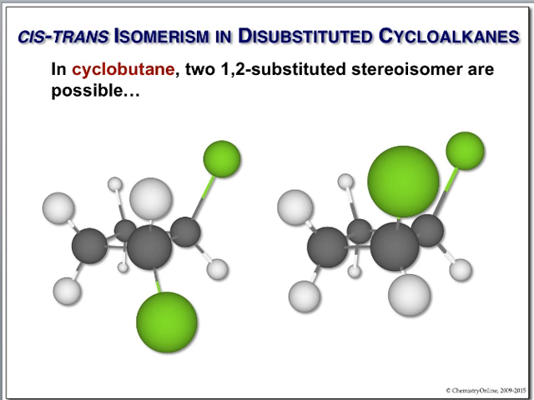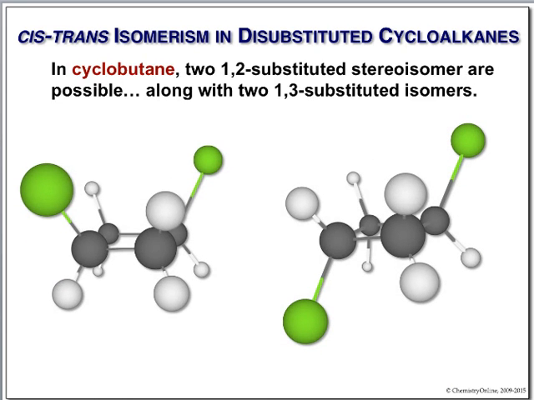But we could also move our chlorine from carbon number 2 out here to carbon number 4. If we do that, we can also have two isomers. With this one, they're both above the ring plane. These are cis. With this one, they're on opposite sides of our ring plane, and they're trans. So, if I ask you how many stereoisomers of dichlorocyclobutane, you would say 4. 2 of the 1,2 isomers and 2 of the 1,4 isomers. Okay?